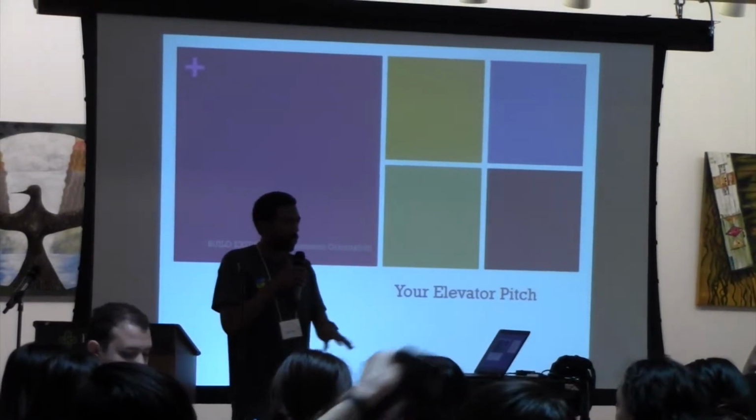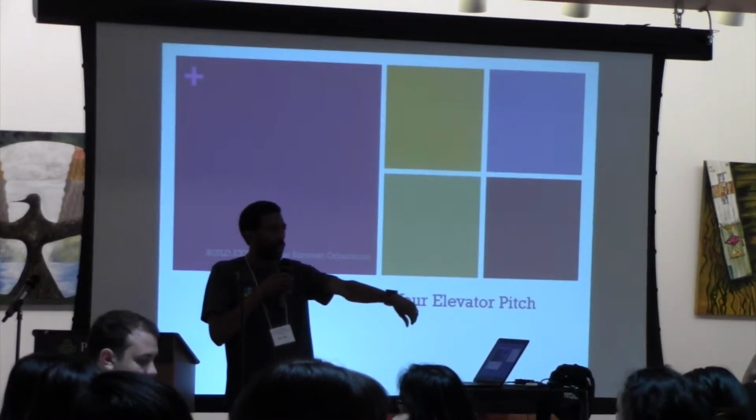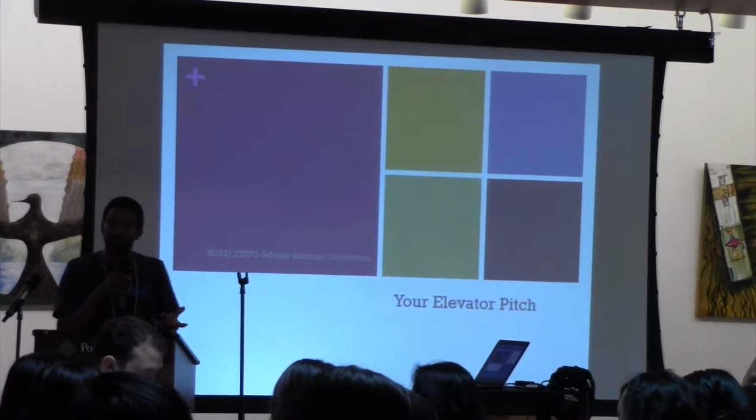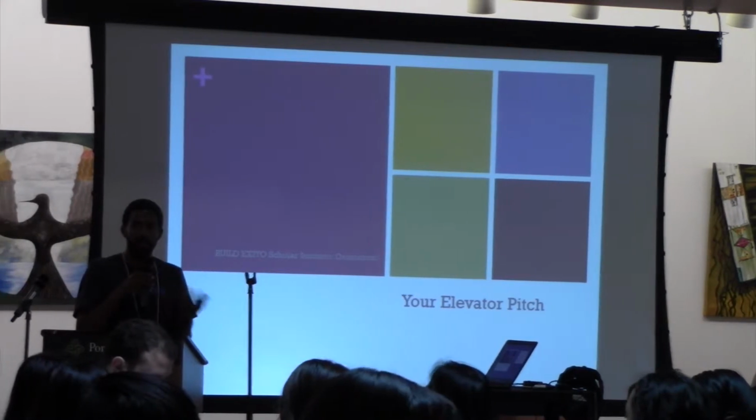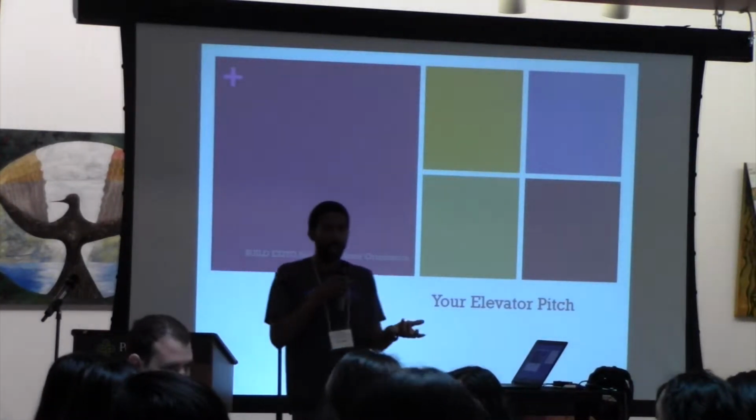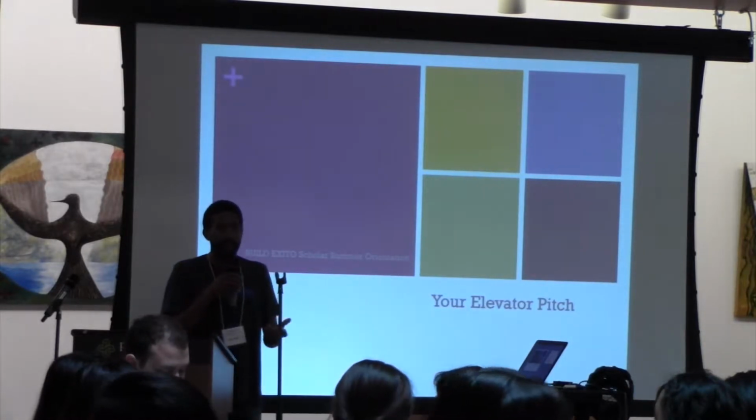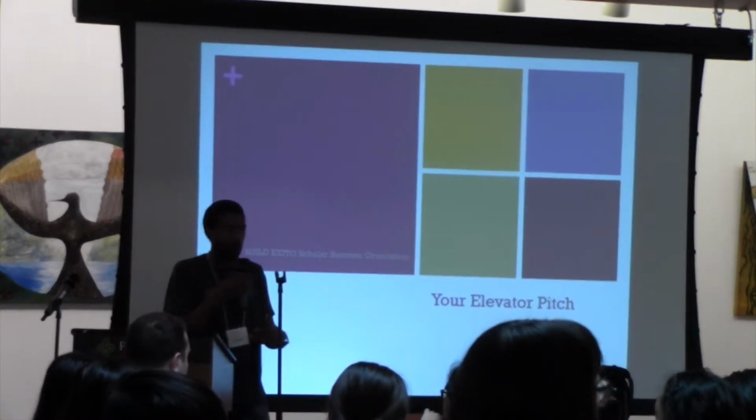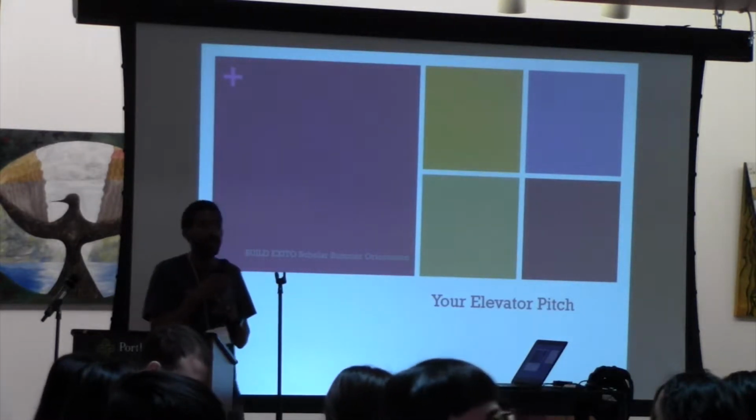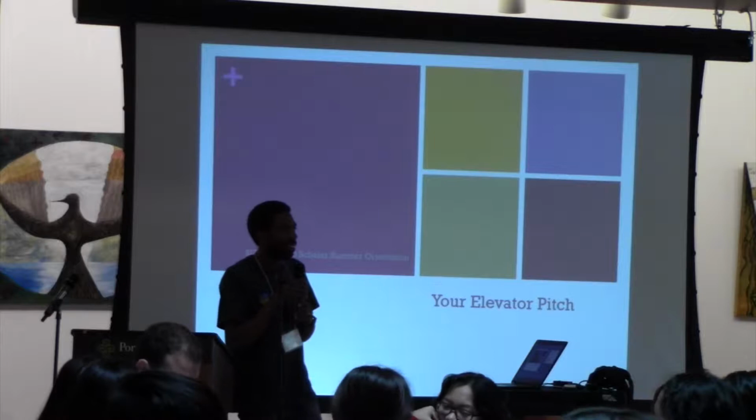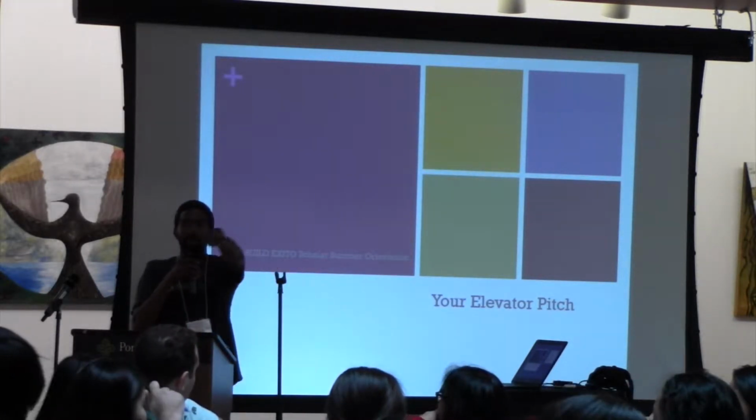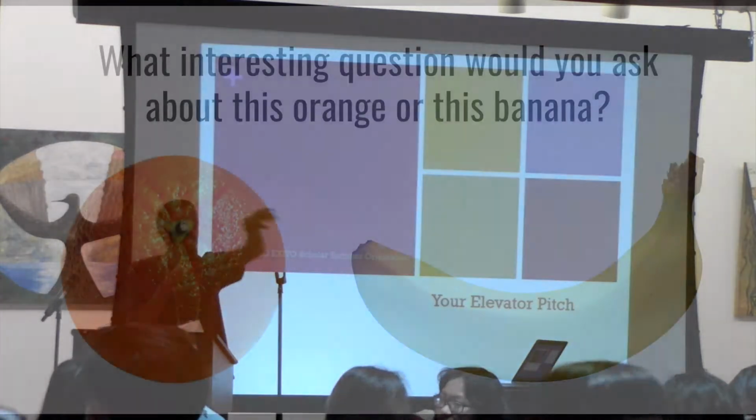So what I want you to do is, as a table, grab the orange and the banana and take maybe 5 minutes to see if there are a couple of interesting questions that you can ask about that orange or about that banana. Like, I will give you one, but then you can't use it. What makes this orange orange? Like, that type of a question. Something that you might be able to study. Take about 5 minutes, and during that 5 minutes, you're also going to be getting some handouts related to the elevator pitch.